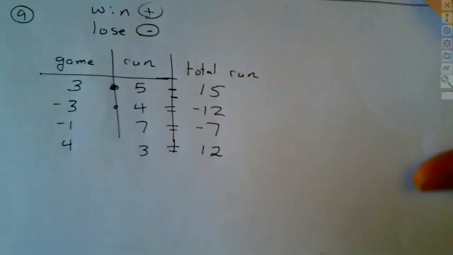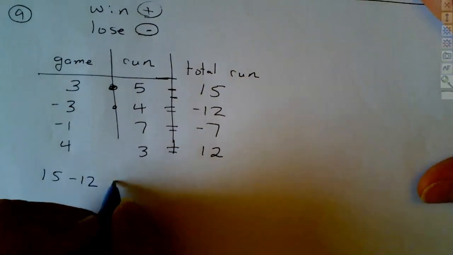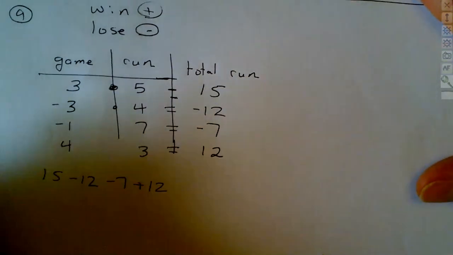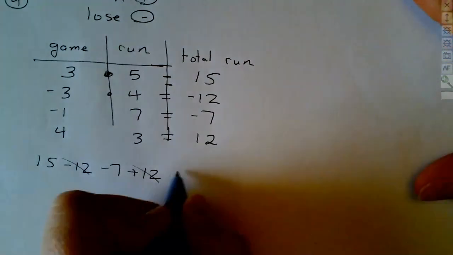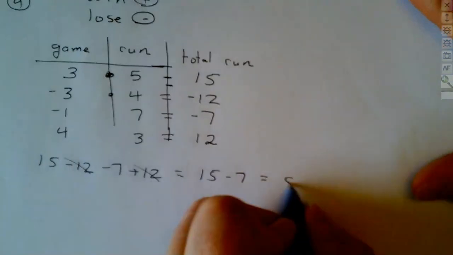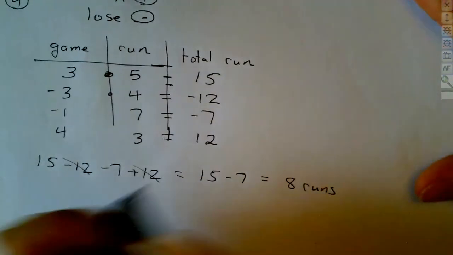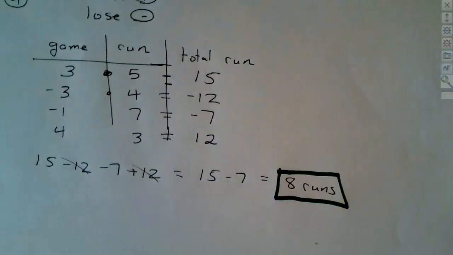Now we just want to add these together. So we have 15 minus 12 minus 7 plus 12. Okay, the 12 and the 12, one's positive, one's negative, so they go away. And that gives me 15 minus 7, which is then 8 runs. So we beat the team, or the teams, I should say, by 8 runs total.